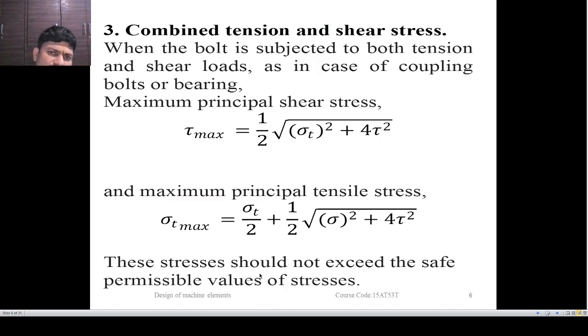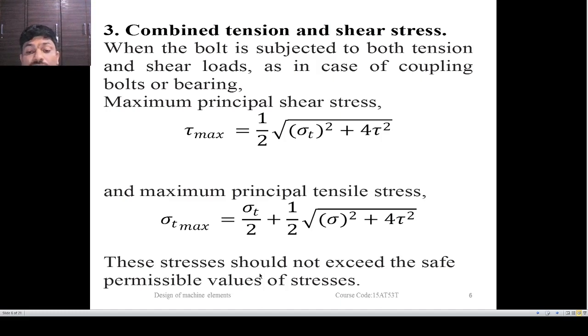In the maximum principal shear stress theory, tau max is equal to 1 by 2 square root of sigma t square plus 4 tau square, and in the maximum principal tensile stress theory, sigma t max is equal to sigma t by 2 plus 1 by 2 square root of sigma t square plus 4 tau square. These stresses should not exceed the safe value. Whatever the permissible value is assigned, they should not exceed that limit. Otherwise, there is a chance of failure of the material. So we should remember it.